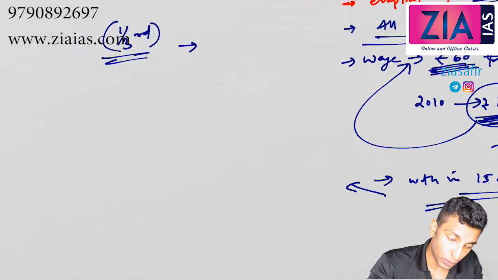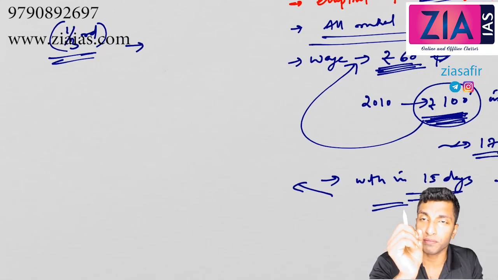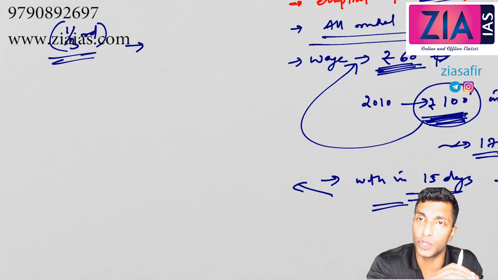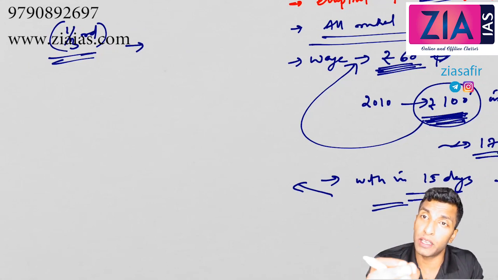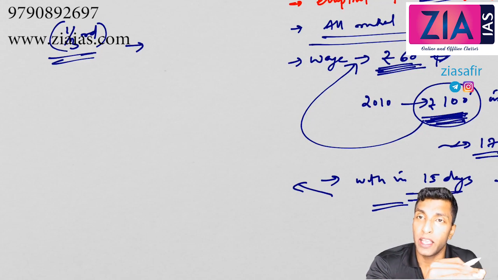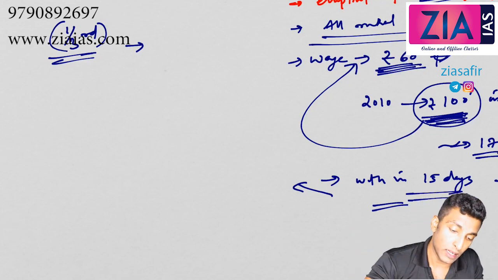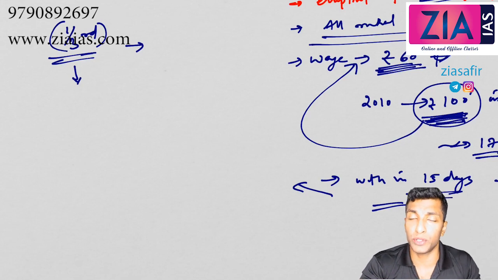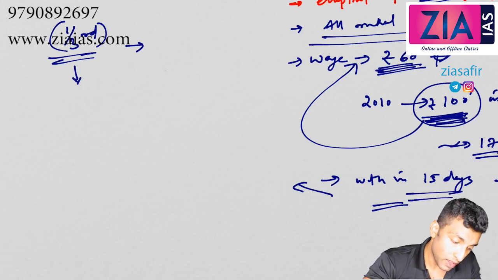And there is one more condition: once you apply for jobs, you should be given the job within 15 days, and you should be given the job within 5 kilometers. If the job is beyond 5 kilometers, then a travel allowance should also be given along with the wage. So I'm not writing down all these things. The state is giving the unemployment allowance. You should know that the center is giving the wages.